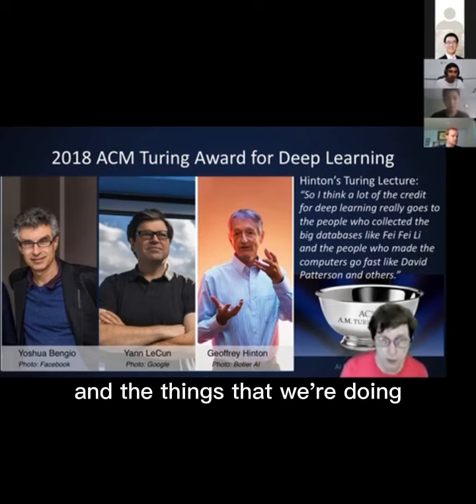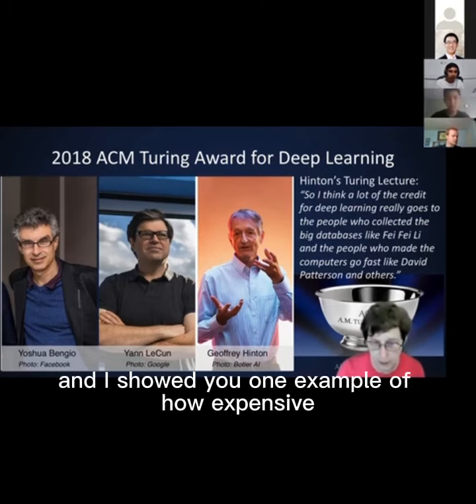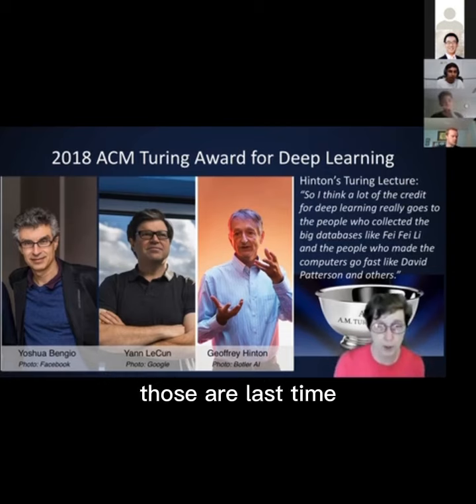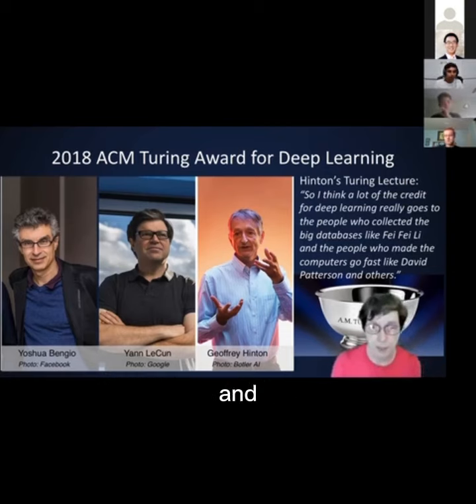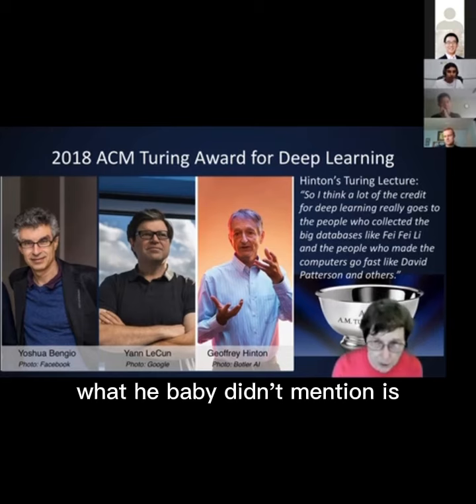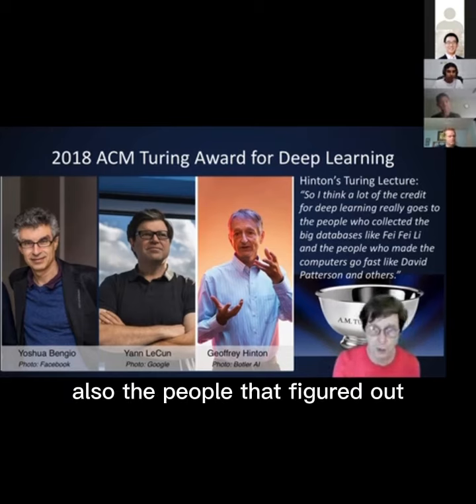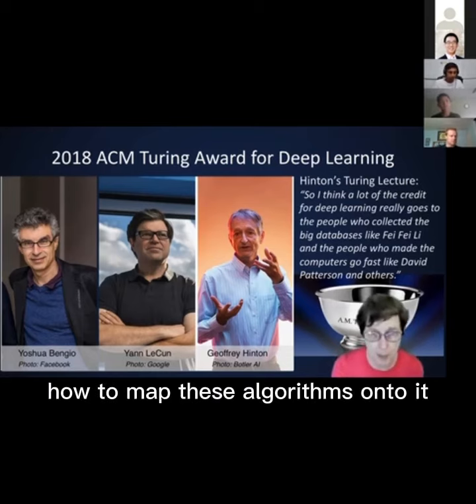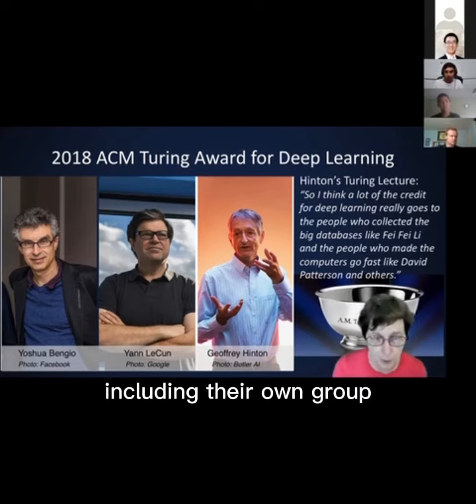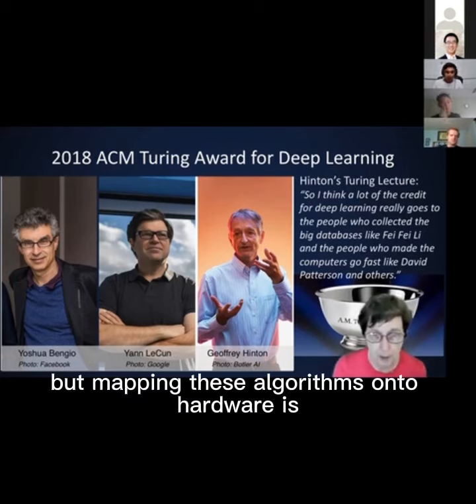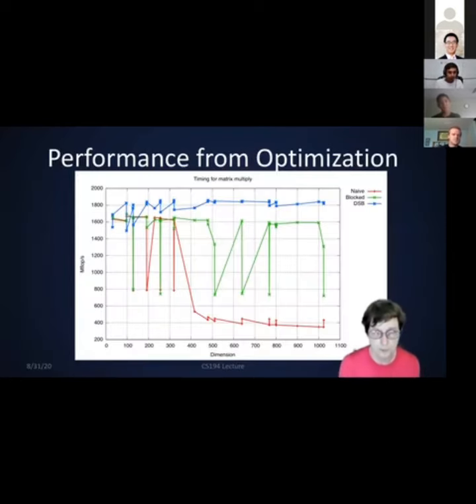And the things that we're doing today in terms of training neural nets, and I showed you one example of how expensive those are last time. And what he maybe didn't mention is also the people that figured out how to map these algorithms onto hardware, including their own group. But mapping these algorithms onto hardware is very important for getting good performance.